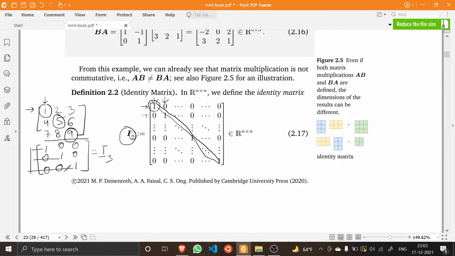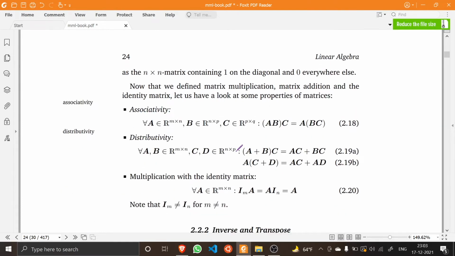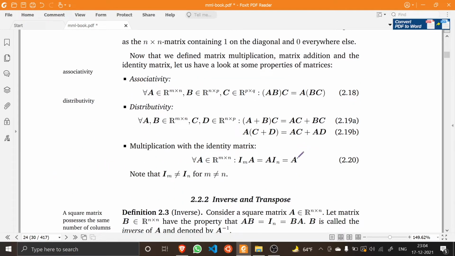Now the question comes: why are identity matrices so important in linear algebra? This introduces us to this property. If A is a matrix with m rows and n columns, then the identity matrix times A is equal to A, and A times the identity matrix is also equal to A. Now you must be wondering why there is Im on the left and In on the right.